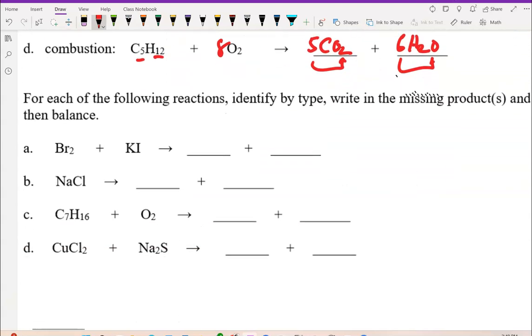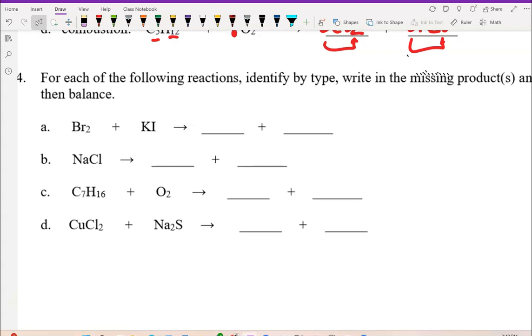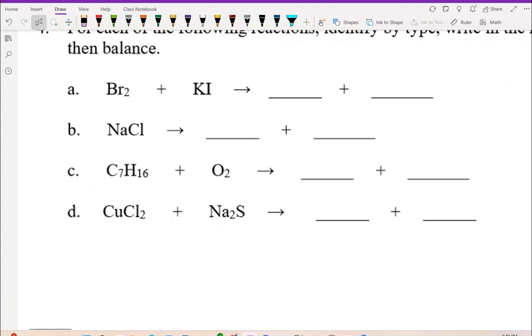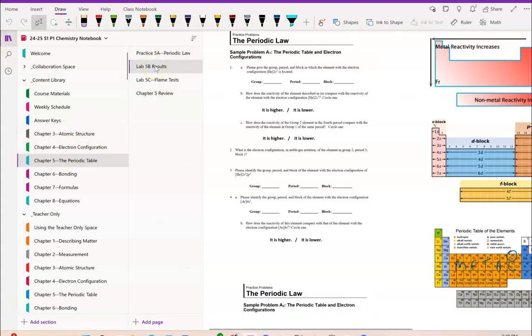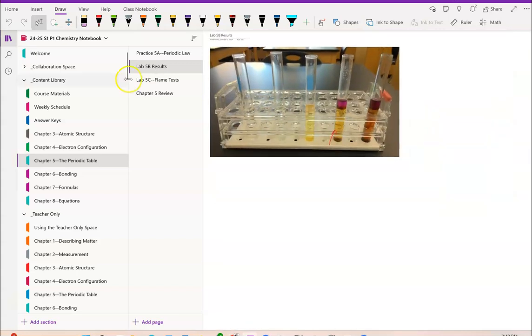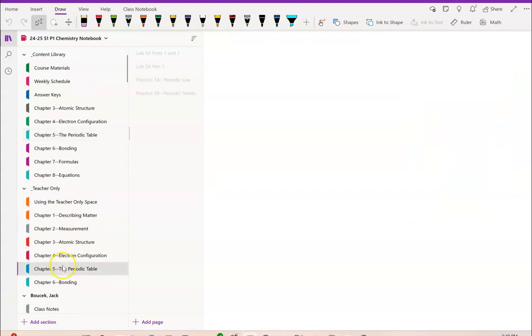All right, we're almost done. For each of the following reactions, identify by type and write in the missing products and then balance. All right, I'm going to take you back to Lab 5B for this one. Let's go there. I'm going to go to Chapter 5, and we're looking at Lab 5B. We want the actual body of the lab. I apologize.